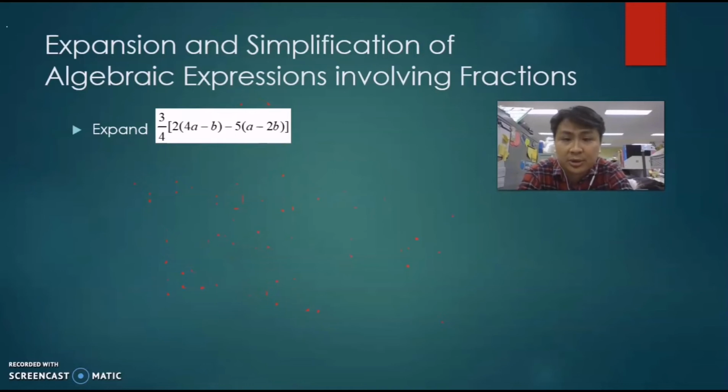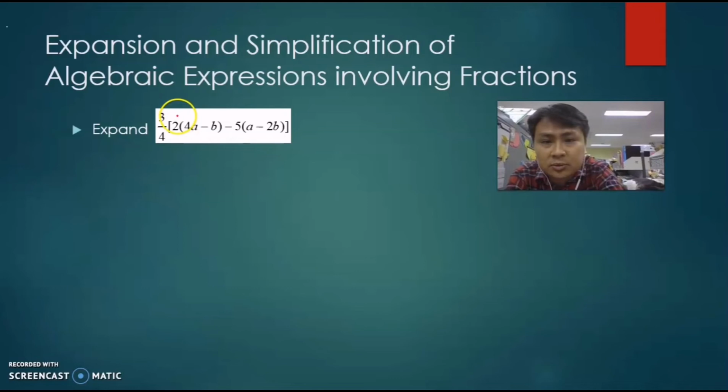Alright, next we look at the harder question. Now in this question, notice that there are brackets within the brackets. We call this nested brackets. And in math, we always work from the inner brackets, then we go outside. So for this question, you need to work on the inner brackets first. Distribute the 2 and negative 5 to the inner brackets. And once you're done with the inner brackets, you'll distribute 3/4 to the outer bracket. So we'll work on the inner brackets first.